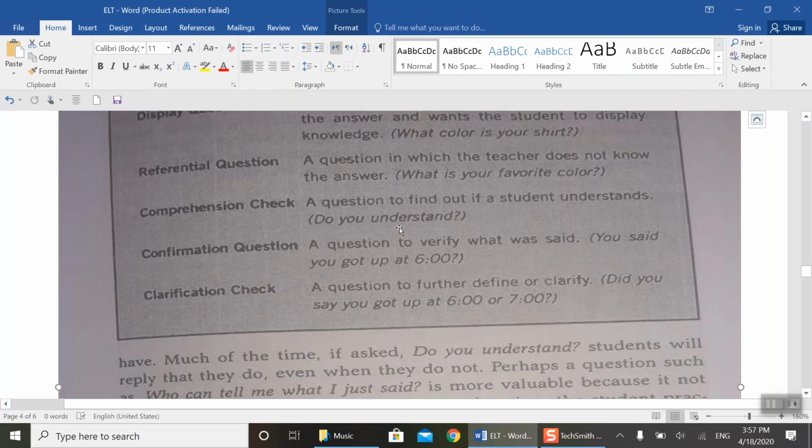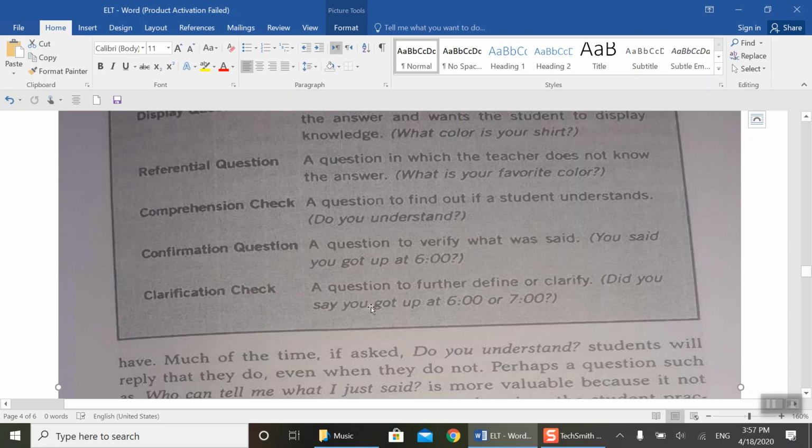Comprehension check: a question to find out if students understand or not. For example, do you understand? If they say yes, you can ask them what? Explain what I said. You see? Confirmation question: a question to verify what was said. You said you got up at 6 o'clock, just to confirm. You ask for confirmation.